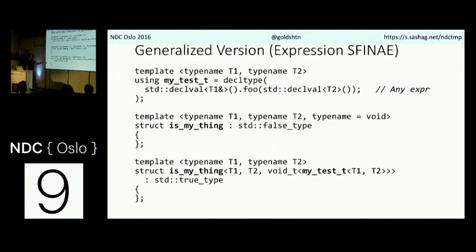So I could add, for example, over here, is my test T of T1 and T2 actually, say, an int, or a const reference, or whatever else I wanted to assert. So we basically have now a generic recipe for checking properties of types, thanks to this void_t trick.